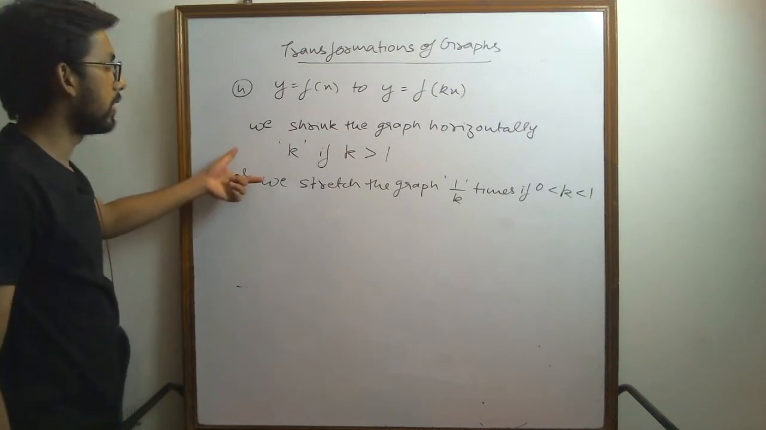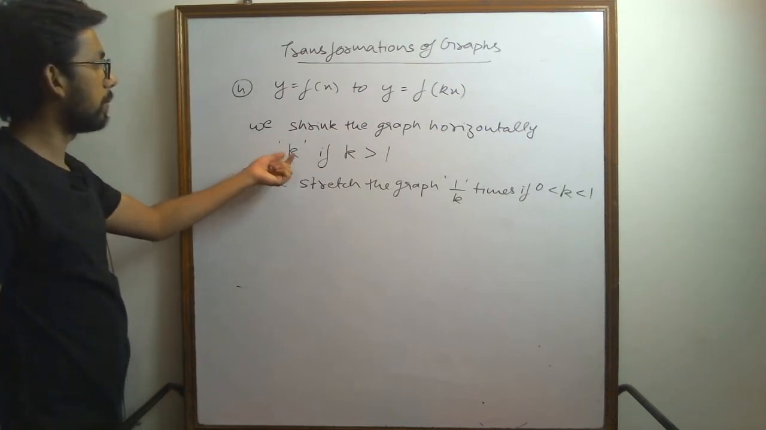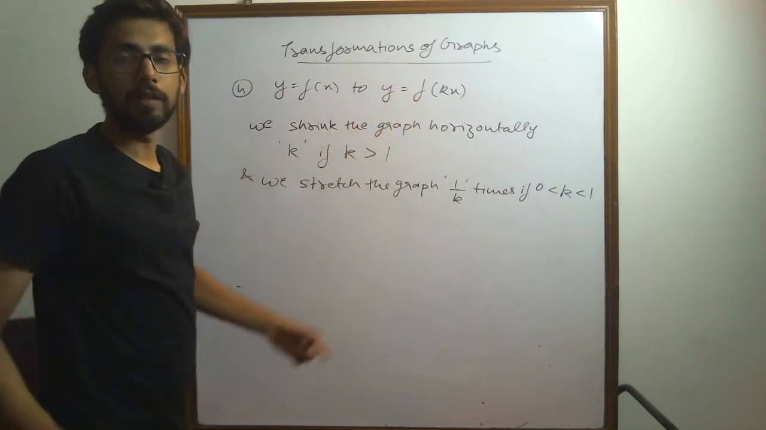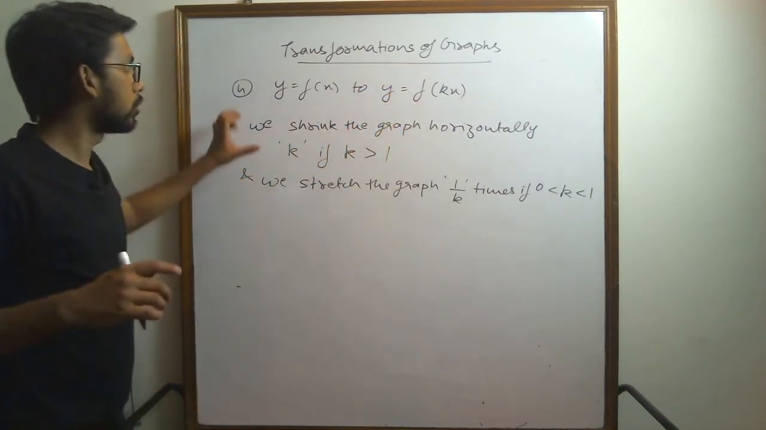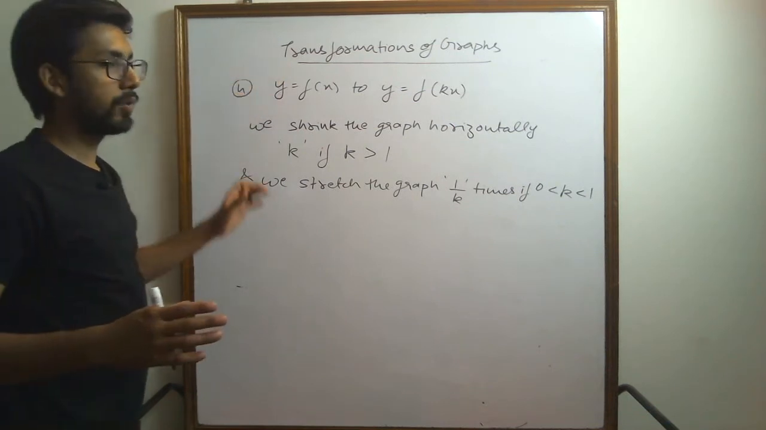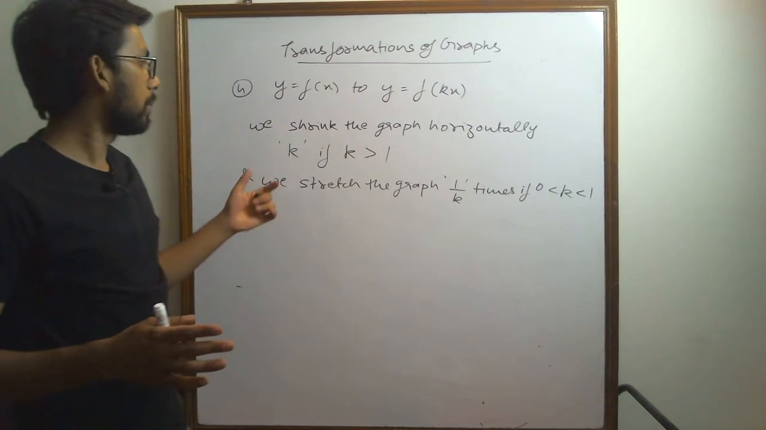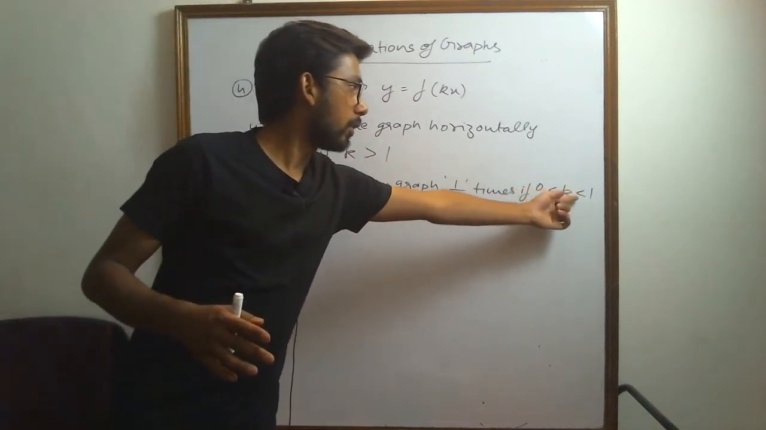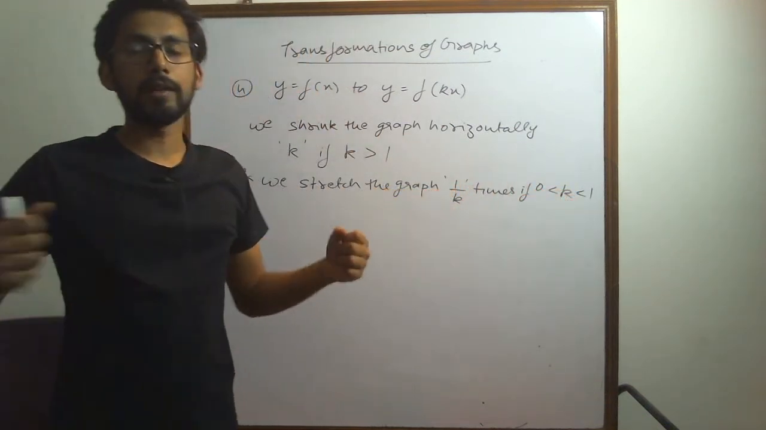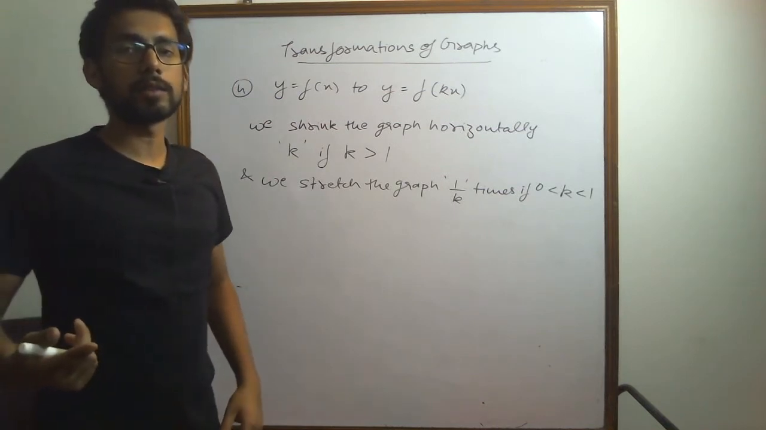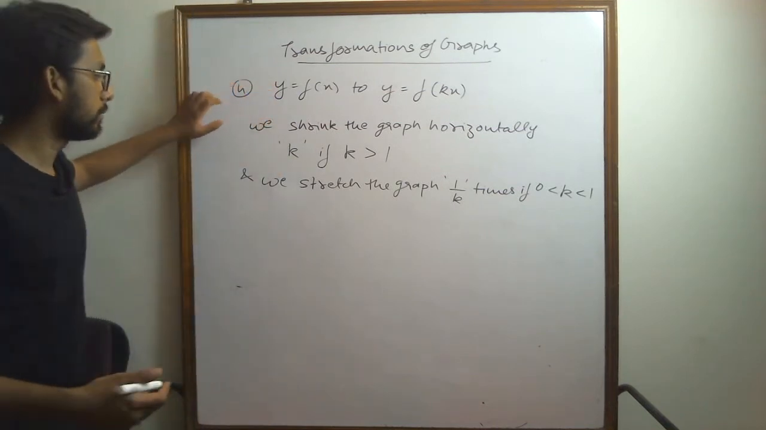Why is this? Because if I am multiplying k, which is greater than 1, to the variable, I will need a smaller value of x to get the same value of y. That's why we will shrink the graph horizontally in that case. And if I am multiplying by a value between 0 and 1, we will expand the graph horizontally 1 by k times, because we need a bigger value this time to get the same value of y.